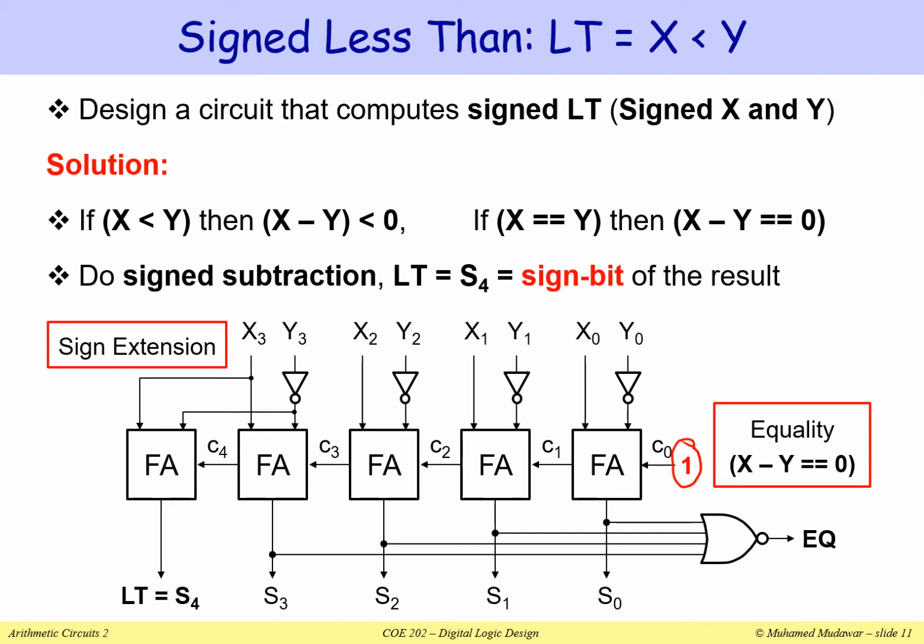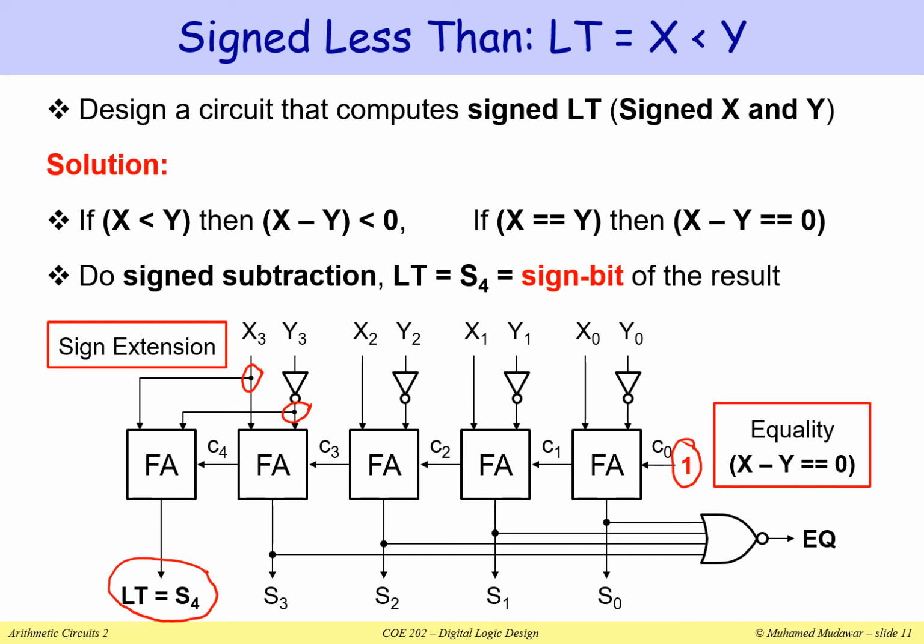Notice that we are using sign extension for x and for y. So we are extending here x3, and we are extending y3 prime, which is just the complement of y3. The most significant bit here, S4, is the sign bit, the true sign of x minus y. So if this sign bit is equal to 1, it indicates that x minus y is negative, which means that x is less than y.